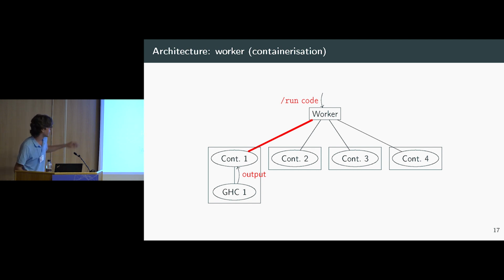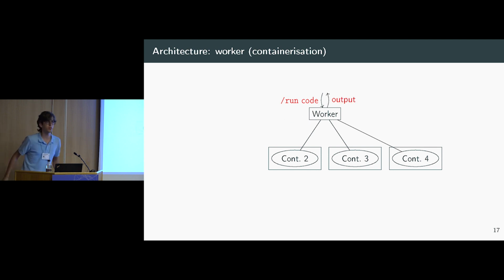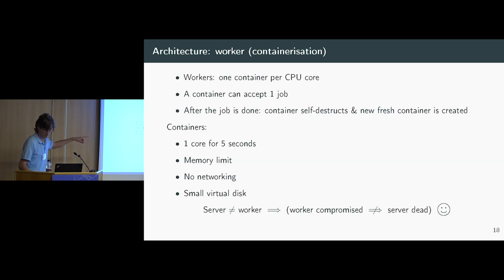You should imagine this diagram to be below the worker. A worker spins up a bunch of containers, and the idea is that it spins up one container for every core on the machine that it has, and within this container it will run the GHC process. It gets code, it selects a container, then the container starts the GHC process, which does the computation, runs the thing, and gets the output. The output gets communicated upwards. The container gets destroyed now, and a new, fresh container gets created.